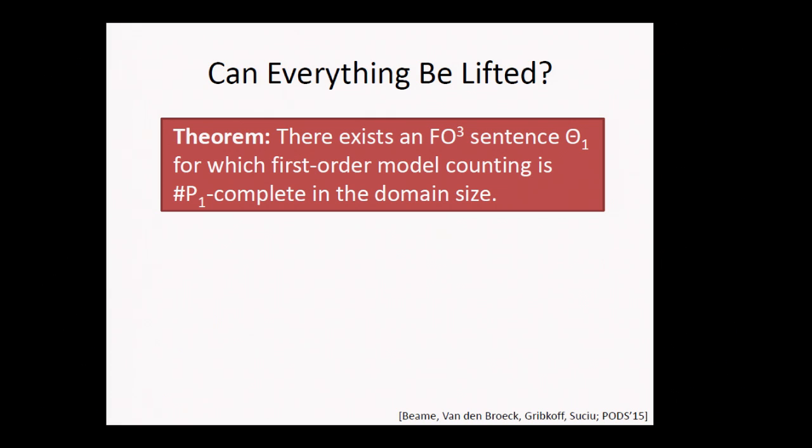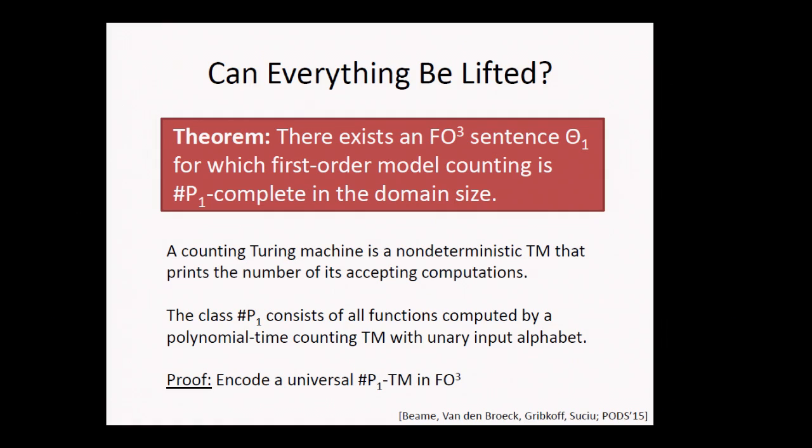And in fact, specifically, it says that there is this one sentence in FO3 for which first order model counting is #P1-complete. So this is a bit of technical jargon, and for the people that care about this, this is a complexity class. It's basically counting the number of accepting computations of a Turing machine with only ones on the input tape. This is class #P1 that Valiant introduced, and we can reduce some universal Turing machine for this class to a model counting problem. So that's a lot of technical jargon.